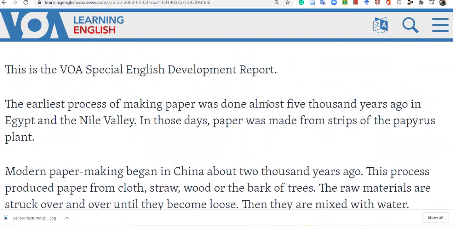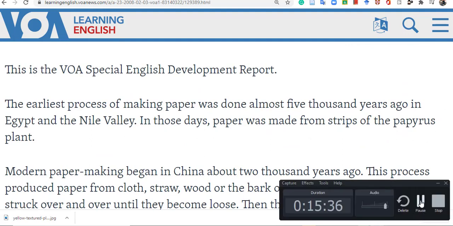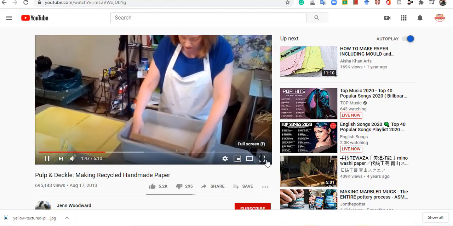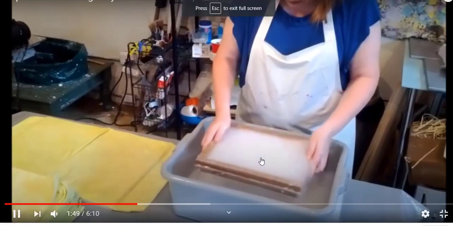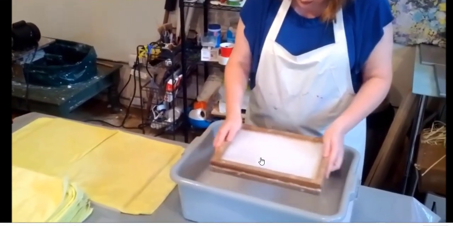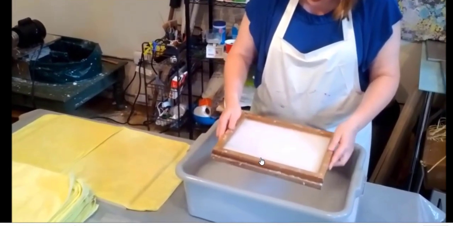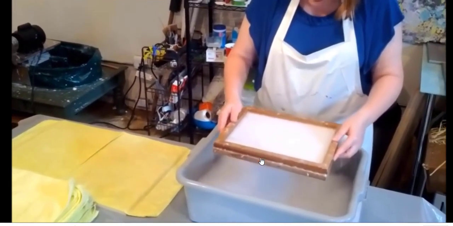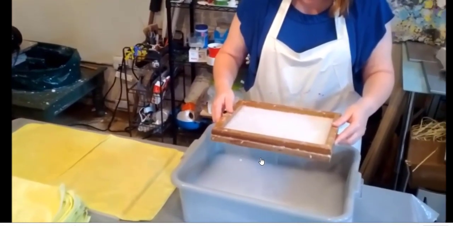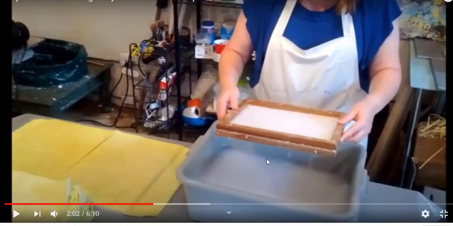Okay everyone, so you can see this video of how they make the paper. So what object is it that we just talked about at the moment, everyone?